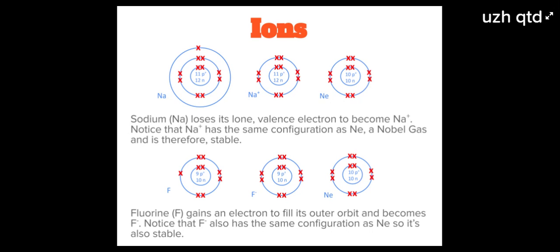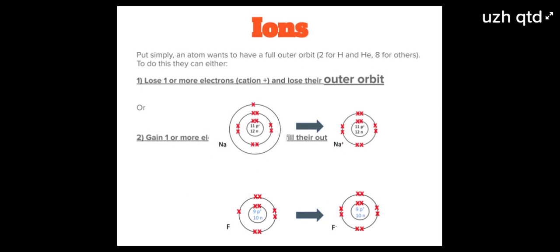Why do you think that sodium lost an electron and fluorine gained an electron? What do you think is the reasoning behind that? Okay, I'm getting some really good answers. So let's see what we're looking at.